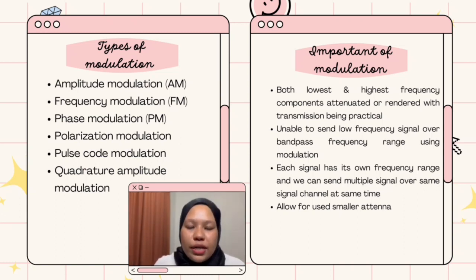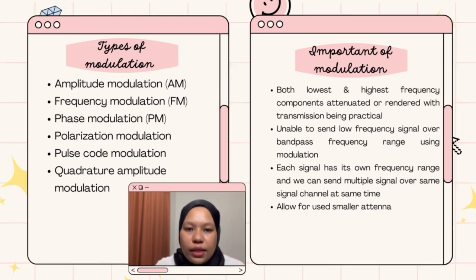Why is modulation important? It is because modulation has both a lowest and highest frequency component attenuated or redundant, with transmission being practical. It also enables sending low frequency signals over a bandpass frequency range using modulation. Each signal has its own frequency range and we can send multiple messages over the same channel at the same time. It also allows for the use of small antennas.